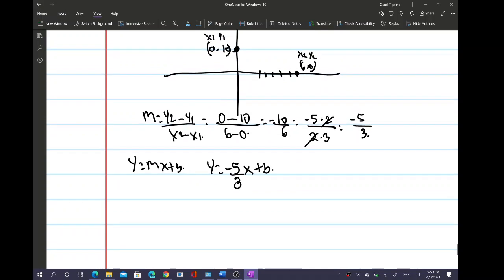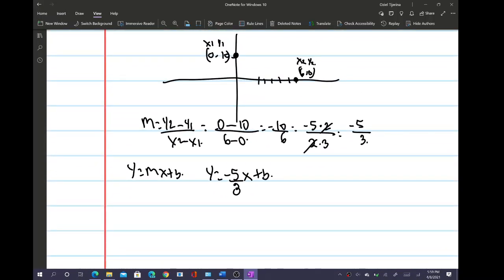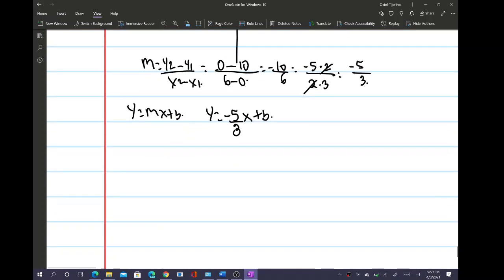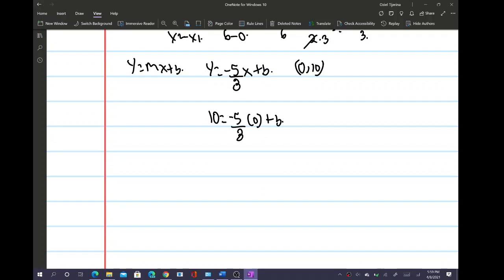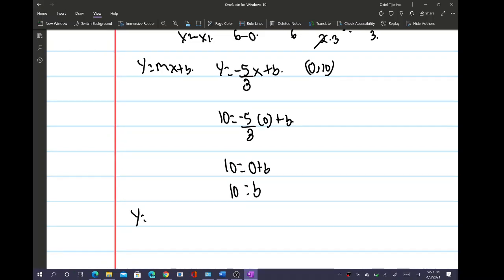But we know our 2 points. We can plug in 0, 10. So we have 0, 10 as one of our points. So that means that 10 equals negative 5/3 times 0 plus b, right? So that means we have 10 equals 0 plus b, so b equals 10. So now we have y equals negative 5/3 x plus 10. And that is your answer.